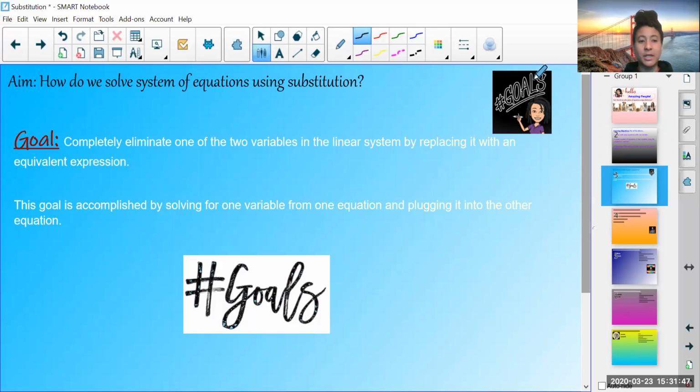Today we're going to be completely eliminating one of the two variables in a linear system by replacing it with an equivalent expression. Remember what an expression is, right? No equal sign. All right. This goal is accomplished by solving for one variable in one equation and plugging it into another equation.